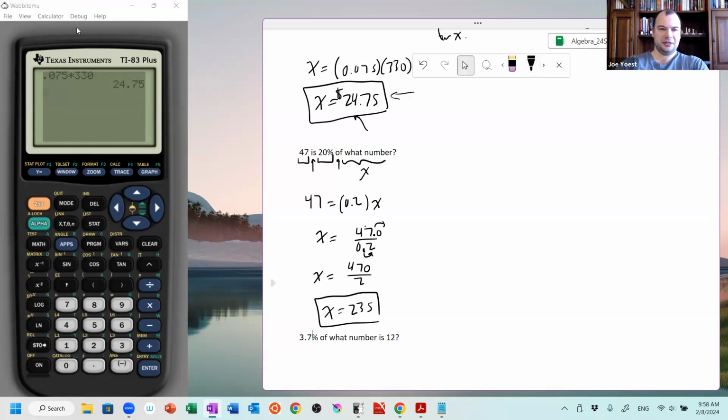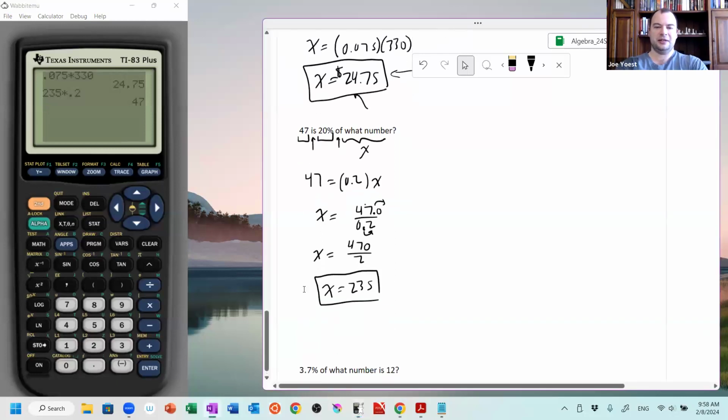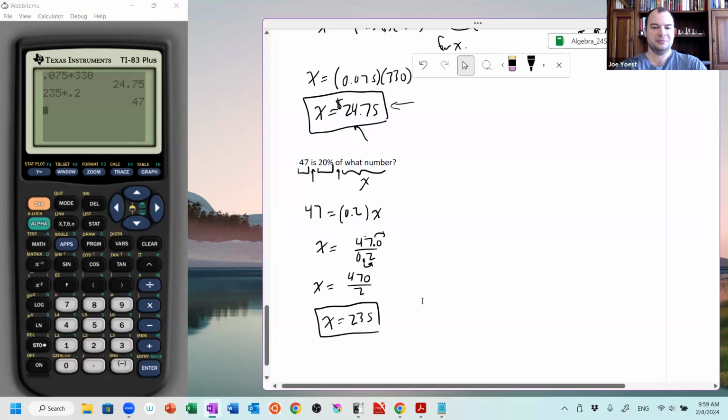And then maybe I can check with my calculator. So 235 times 0.2, that does equal 47. Okay, that's good. So in this case, my calculator acted as a way for me to check my answer. And I confirmed that that's right. 20% of 235 is indeed 47.